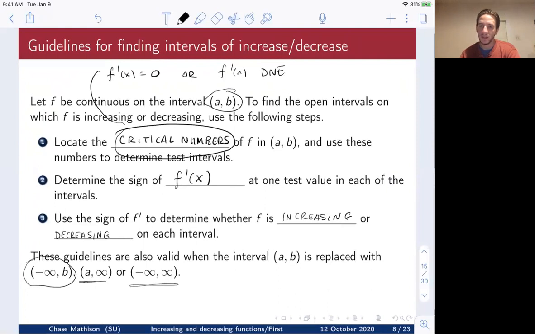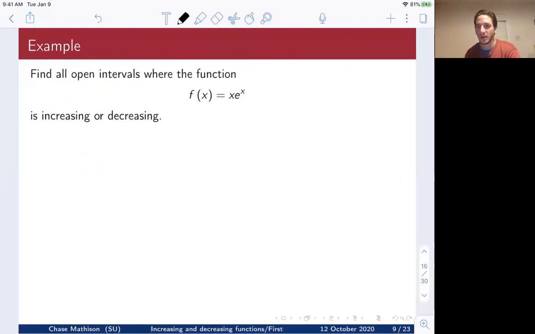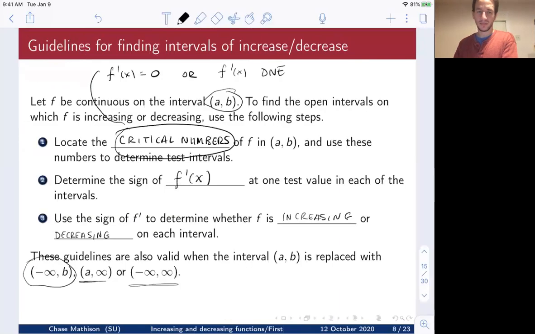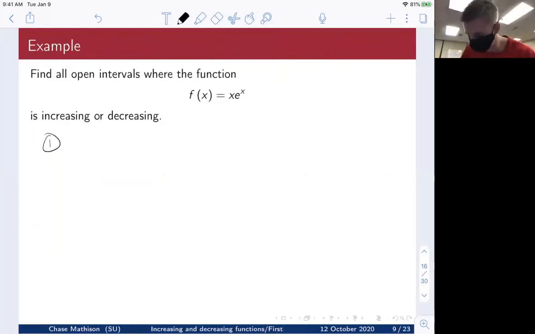All right, so for an example, we're going to find all the open intervals where the function f of x equals x times e to the x is increasing or decreasing. Okay, step one. What was step one? Find critical numbers. Exactly.